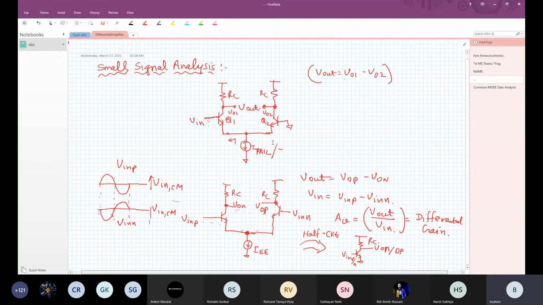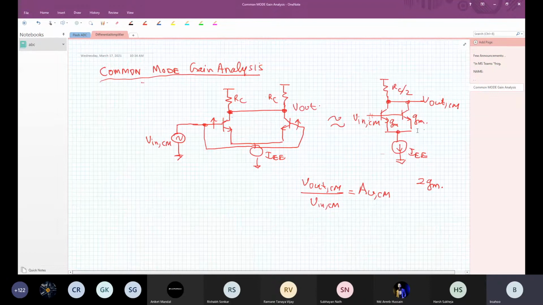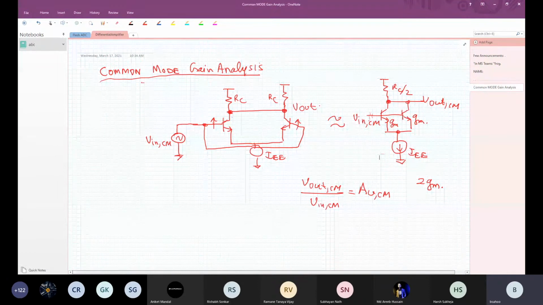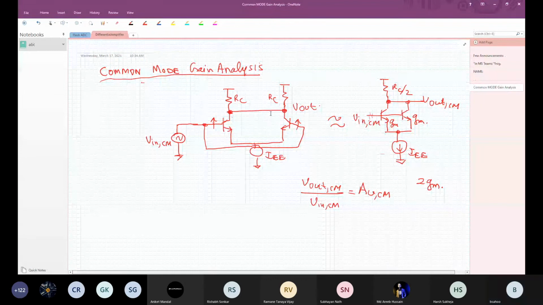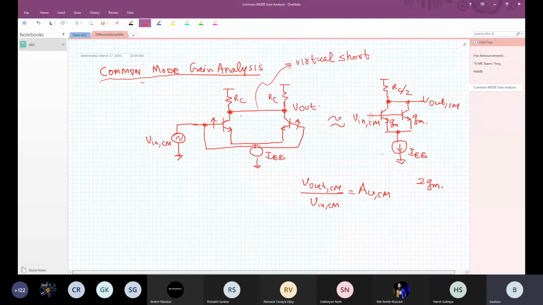But in this scenario, both of them are connected together. The outputs are virtually shorted. Keep this in mind: this is a virtual short. When is something a virtual short? When both the nodes move together at the same time, then it's a virtual short. Am I clear? So this gain is 0.